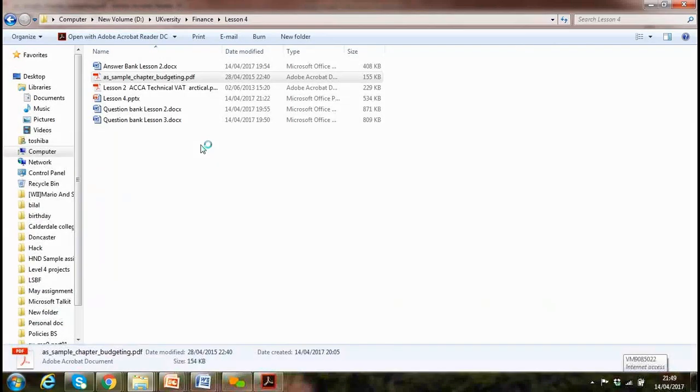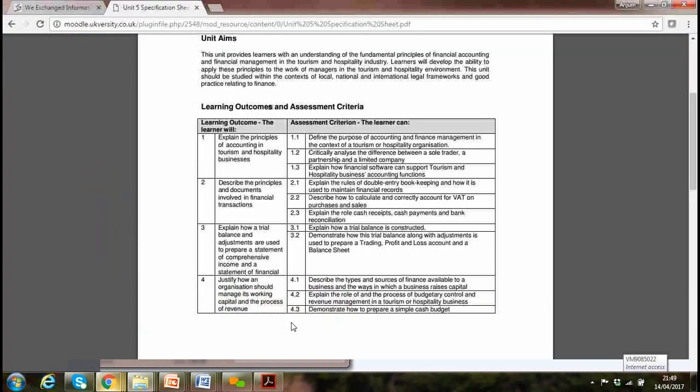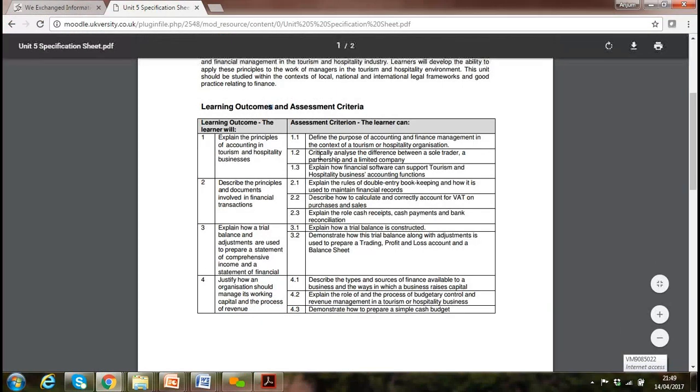And the cash budget examples that you would have sent, we could use one of those to demonstrate how to prepare it based on the learning outcome. Yes, if we go through the learning outcomes, the first is to define accounting, which is straightforward. Second is to critically analyze the difference between sole trader, which I'll give you now. The slide is at the end of the slide.